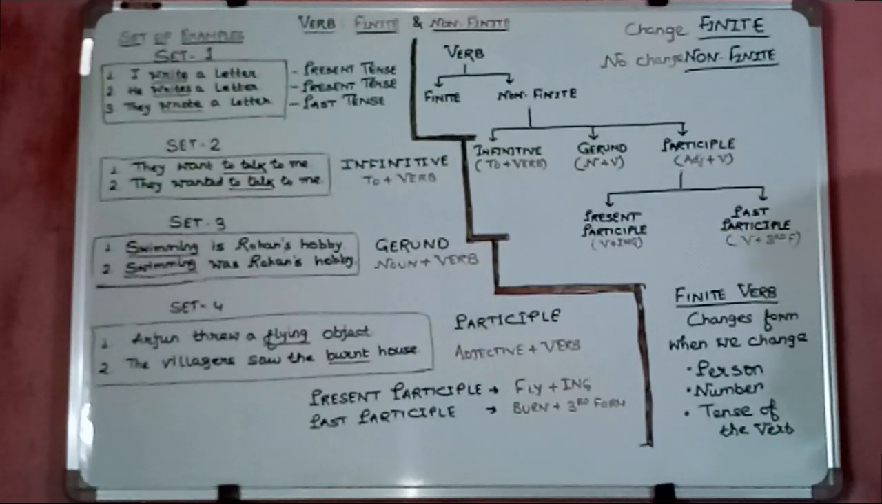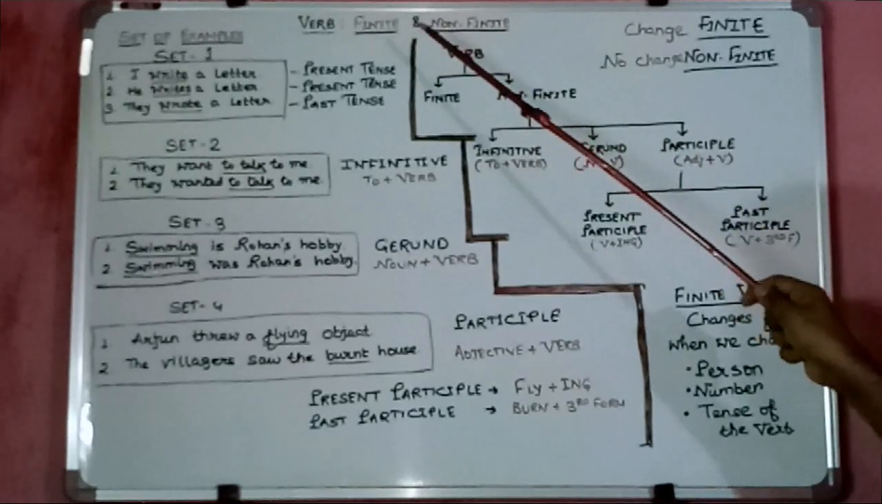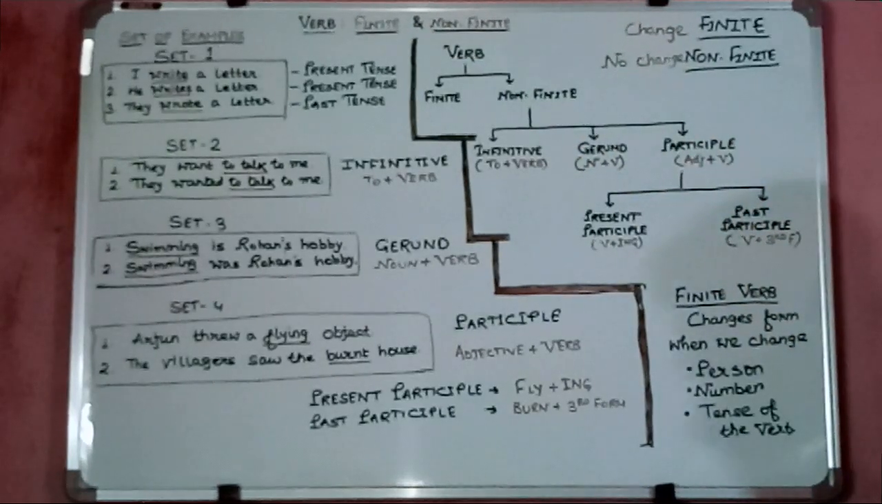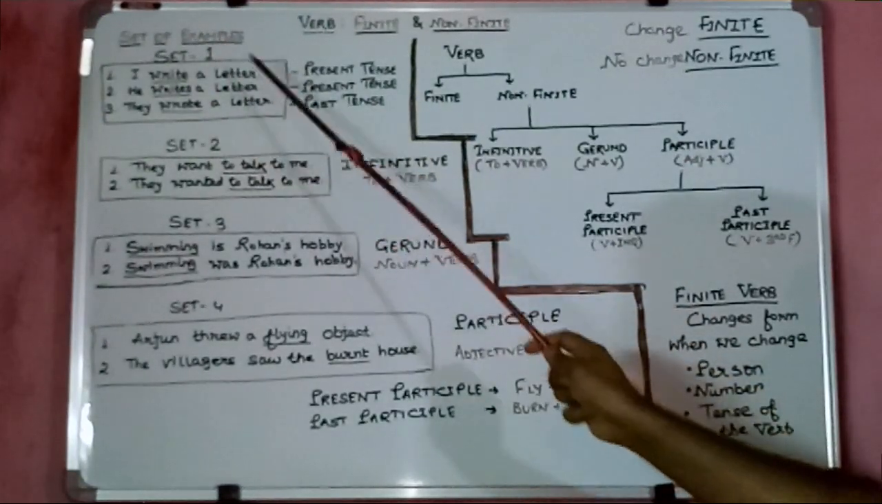Hello friends, today's topic is finite verb and non-finite verb. First, finite verb. Finite verb is a type of verb which changes its form when we change person, number and tense of the verb. First of all, look at this set of examples.